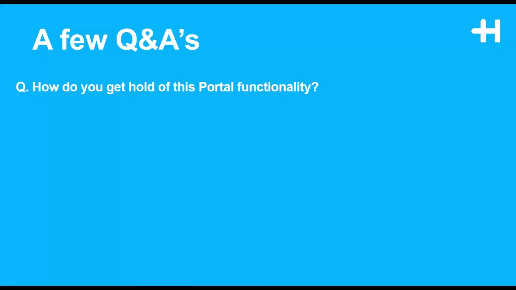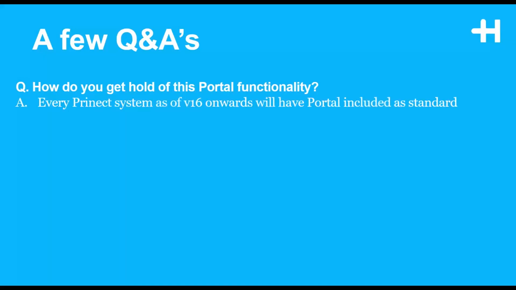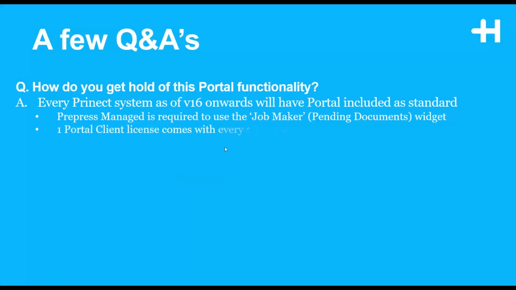Firstly, how do you get hold of this portal functionality? Well, every Prinect system as of version 16 onwards will have portal included as standard. And every one of those systems will have at least one portal client. Pre-Press Manager is required for the job maker, whereas Press Room Manager running on its own can at least access the job list and can access the machine status.